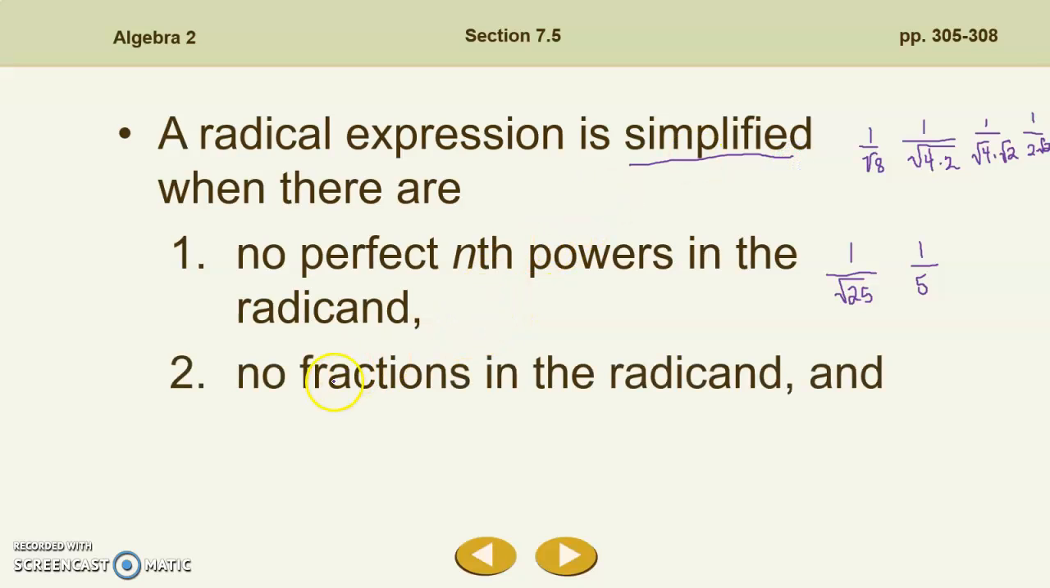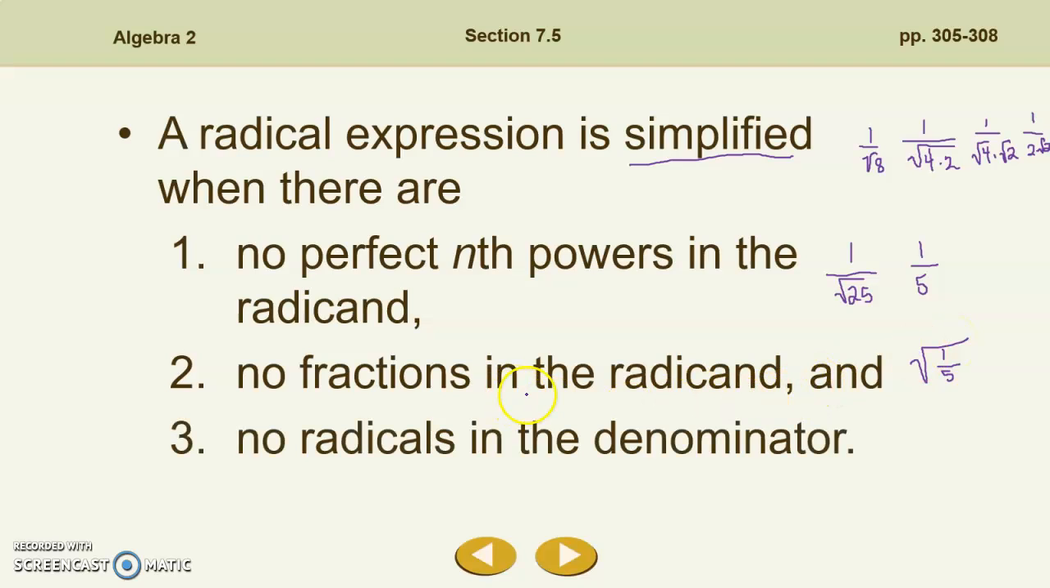Our second condition is that we've got no fractions in the radicand. So I cannot leave this as 1 over 5. This is not fully simplified, the square root of 1 over 5, because the fraction 1/5 is in the radicand. And the third condition for whether a radical expression is simplified is that there are no radicals in the denominator.